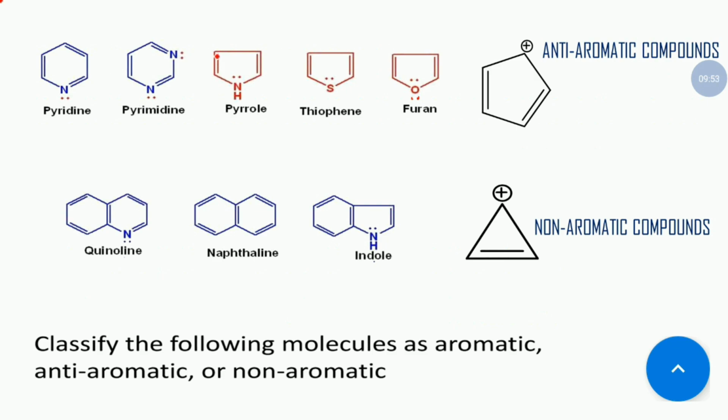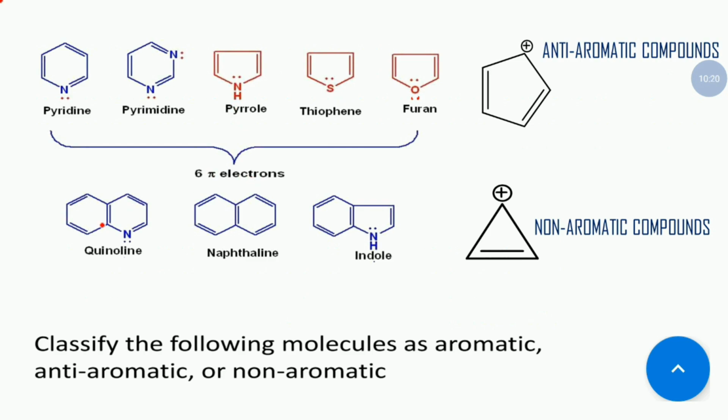Here 2 pi bonds are there, and one pair of lone pair participates in the conjugation process. So here also 4 and 2, that is 6 pi electrons, here also 6 pi electrons, and here also 6 pi electrons. So all these compounds have 6 pi electrons.